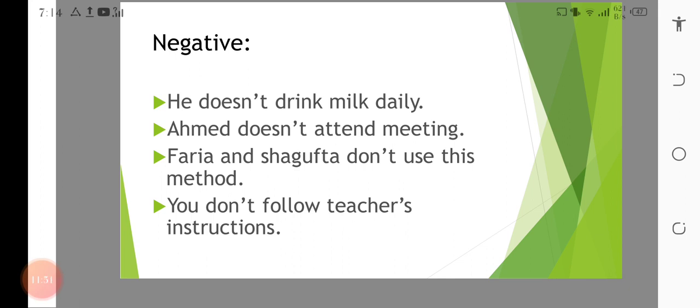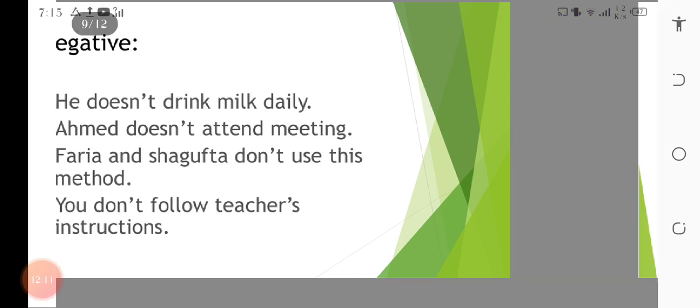Faria and Shagufta is the plural subject. Faria and Shagufta don't use this method. You don't follow teacher's instruction. You is also the plural subject, and with that word we will use don't.